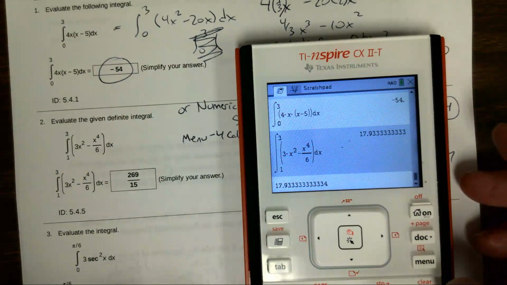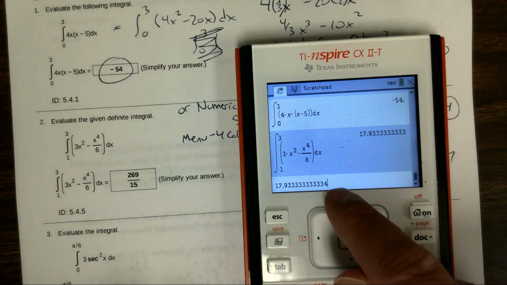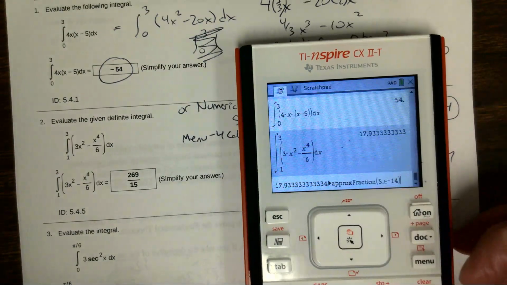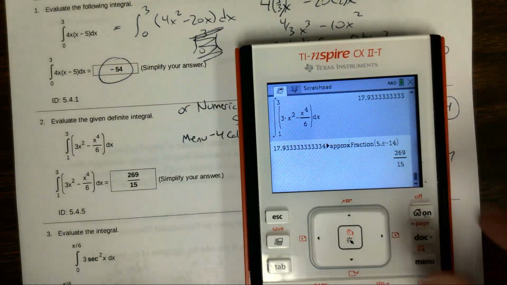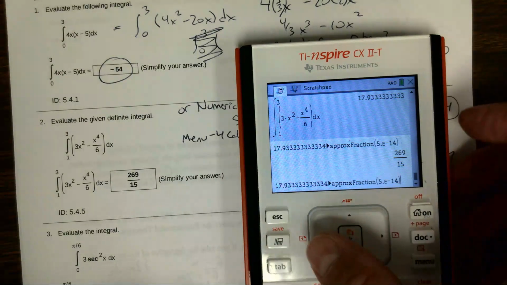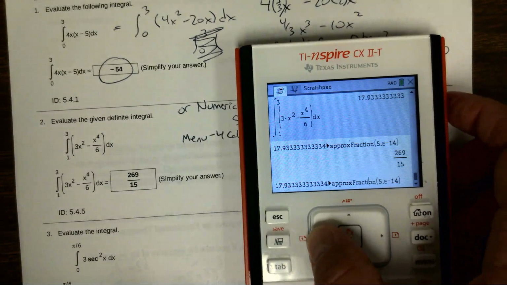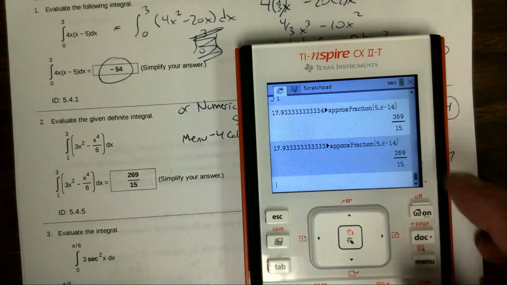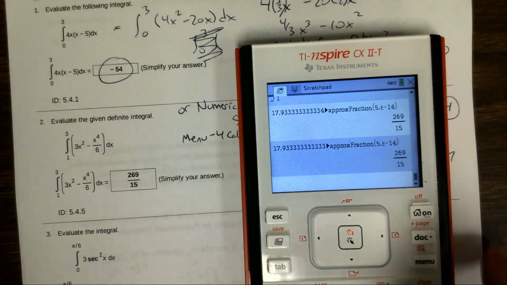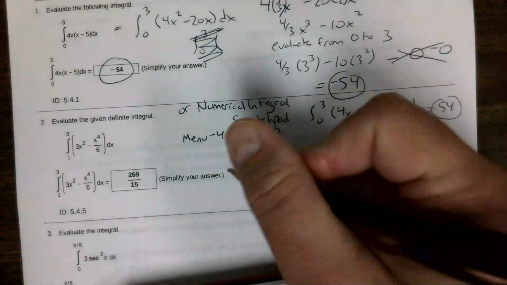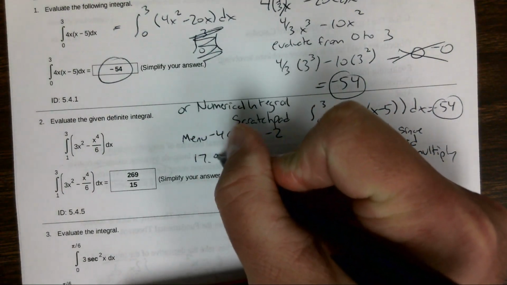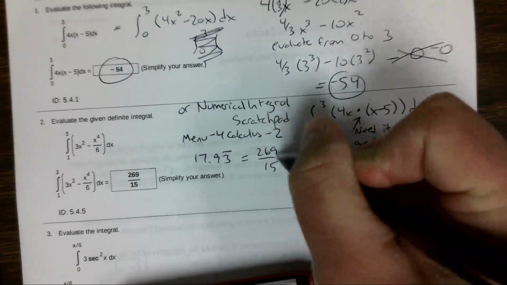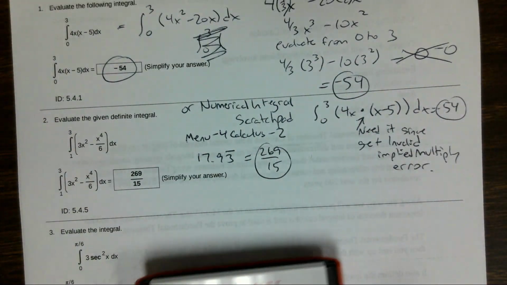And then you do, see, when I did that, it did a little weird thing. It put a 4 there. And so if I try to make that a fraction, it's going to be weird. Well, I guess it worked. I was going to say I would have put a 3 here instead, and it gave you the same answer. So that worked. We got 17.93 repeat, which was 269 over 15. Same answer.